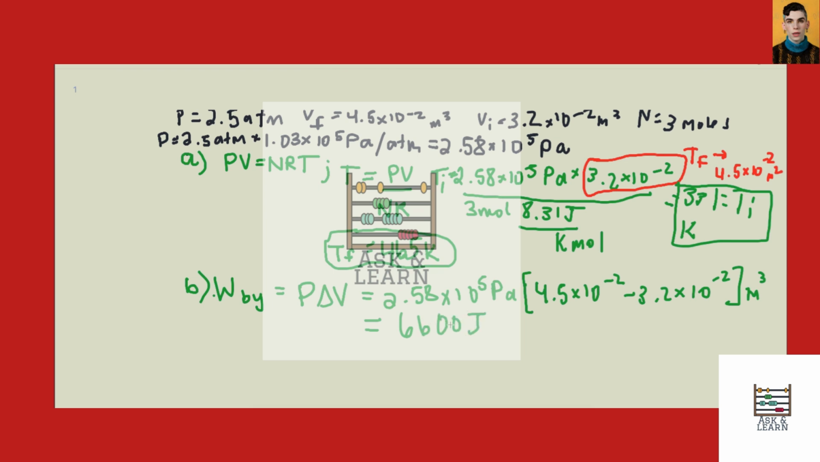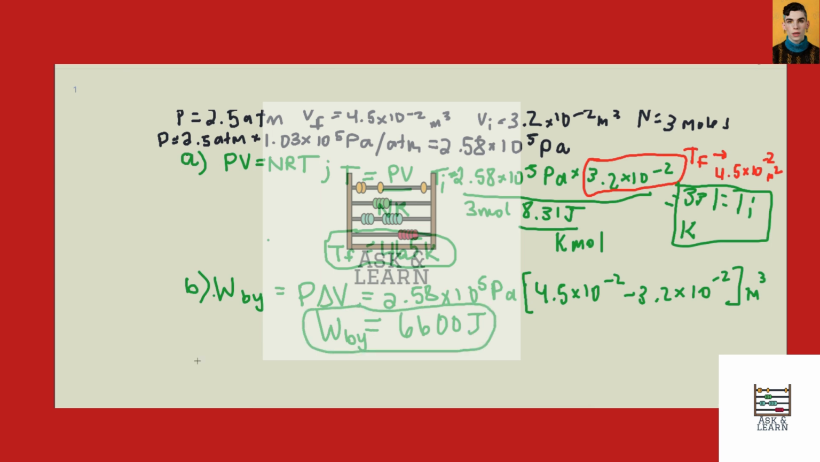Great. So then next, C asks for the amount of heat added to the gas. And I'm actually going to do that at the end because I think part D is easier to calculate, which is the change in internal energy of the gas. Oh yeah, I'm also going to circle this before I move on. So there's work by.